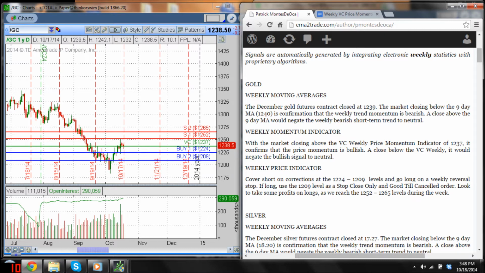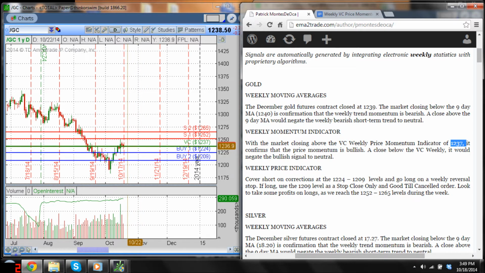With the market closing above the price momentum indicator of 1237, you're beginning to see that the price momentum is turning bullish, as well as a close above 1240, the moving average would begin to turn bullish, or I should say neutral to bullish. And it tells you that if it closes below the VC weekly price momentum indicator of 1237, it would negate the weekly bullish signal to neutral on the momentum indicator.